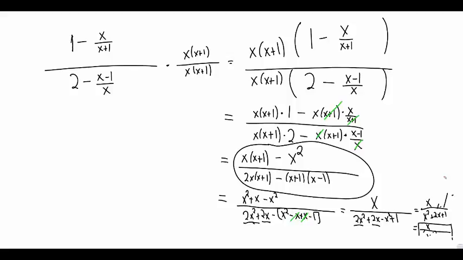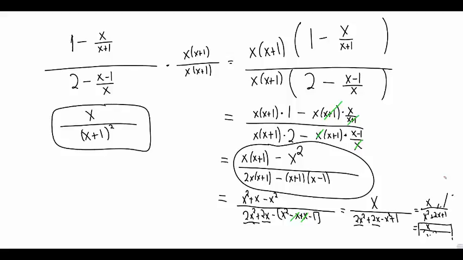Simplified. There are no common factors to cancel. Let's write it up here. No common factors. And this is left in factored form. If they want it in factored form, then you leave it in factored form.